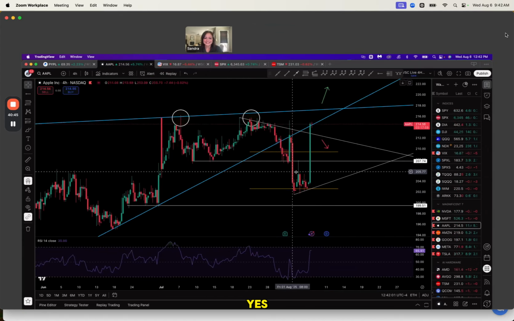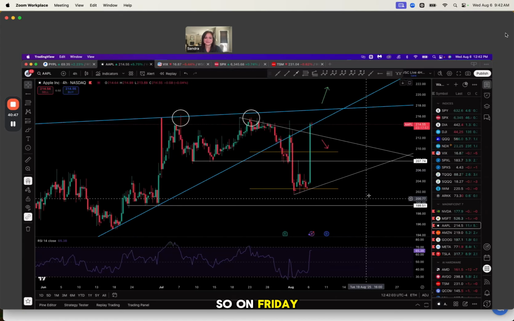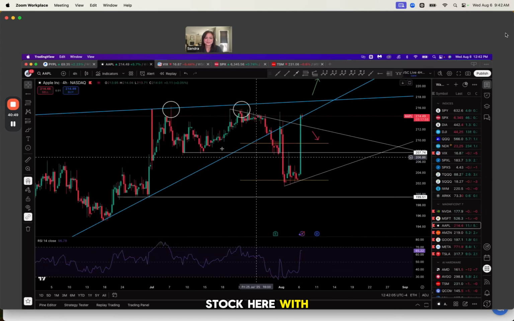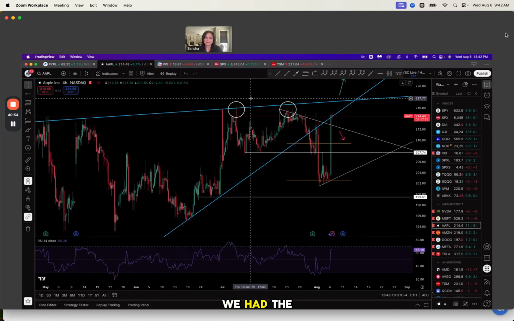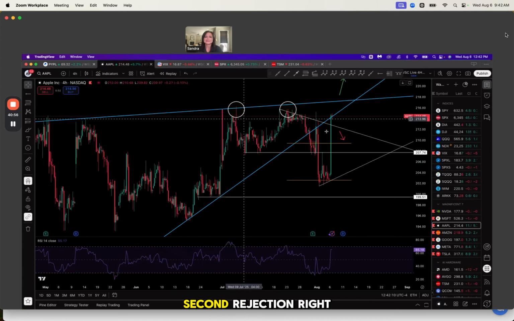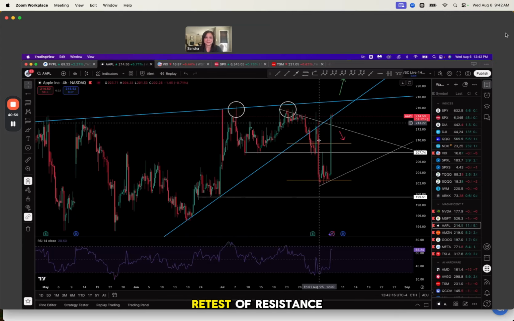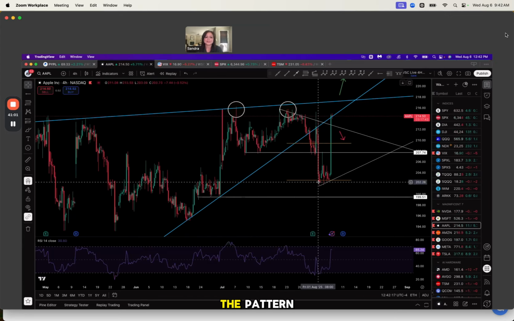Was it Monday? Yes, it was Monday. So on Friday, we noticed Apple stock with a reversal. We broke below our wedge structure. We had the first rejection, neckline, second rejection, right? We had a retest of resistance and confirmation on the pattern.